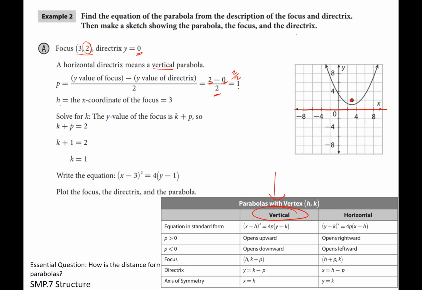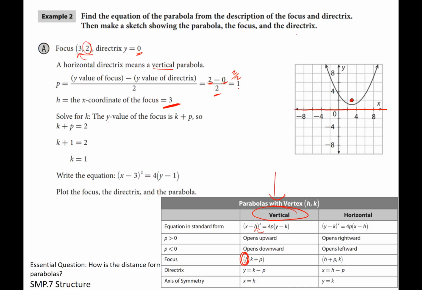The h value comes from the x coordinate of the focus. So if you look here in this formula right here, we just need the focus. It's the x coordinate of the focus. So if we look at our focus, the h value is 3. So we're going to plug that into our formula here eventually. So we need the h, the k, and the p is what we're looking for.